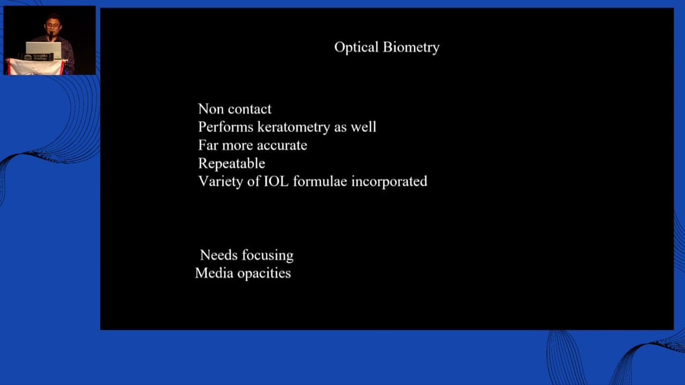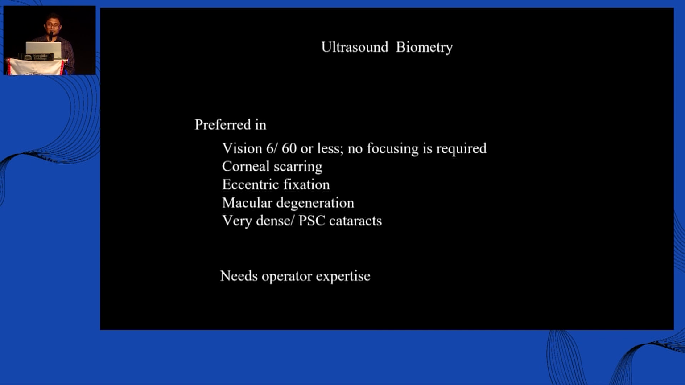That's the optical biometry part. Ultrasound biometry is much better in those situations, like when the vision is very low, where the patient can't focus. There's corneal scarring, eccentric fixation because of retinal diseases, macular degeneration, where you can't find a proper place to fixate. This comes in handy. The only thing is that the operator should be able to do it properly. It's operator dependent, and I would like to thank all the operators in our peripheral hospitals, where they do a good job with very limited facilities and broken scanners. They do a wonderful job.